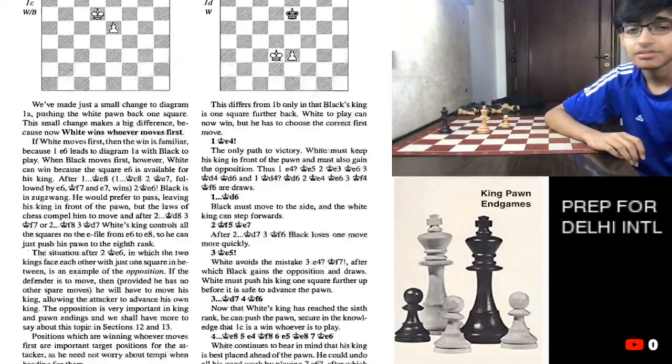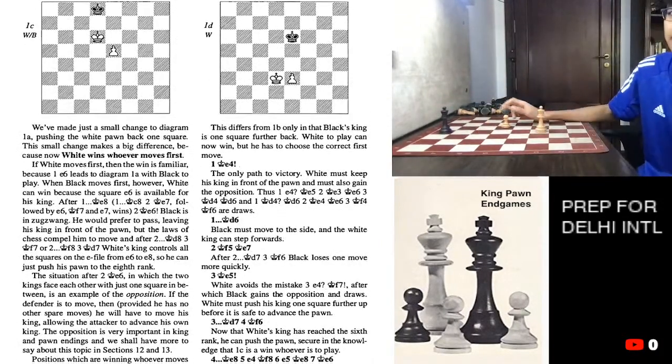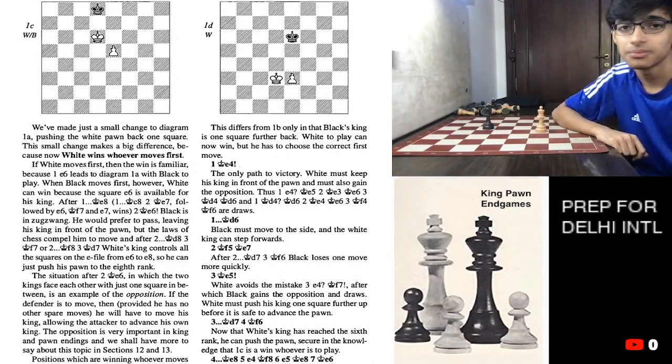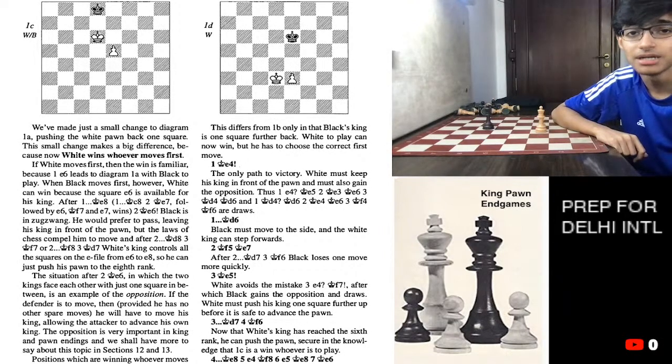The next type of position is the white king on d3, pawn on e3, and black king on e6. This differs from the earlier one only in that black's king is one square further back. White to play and win, but he has to choose the correct move first.